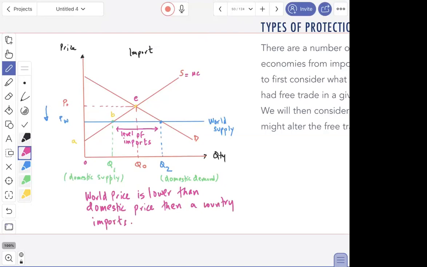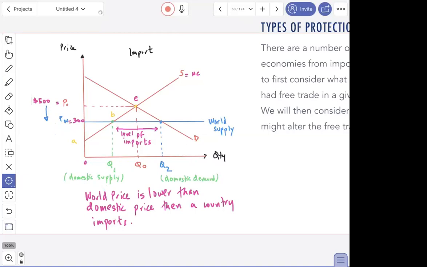So what price will consumers pay? The consumers will be paying PW price. Why? Because let's say in Pakistan the cell phone is $500, but the Chinese cell phone is, let's say, $300. So Pakistanis are very happily paying $300, and at that $300, Q2 will be sold, of which Q1 are those people who are able to sell it at 300. Q1 is domestic supply.